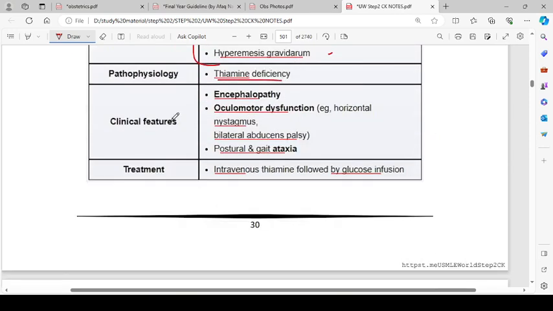Pathophysiology is thiamine deficiency. The clinical features are encephalopathy, oculomotor dysfunction, for example, horizontal nystagmus, bilateral abducens palsy, postural and gait ataxia. Treatment is intravenous thiamine followed by glucose infusion.